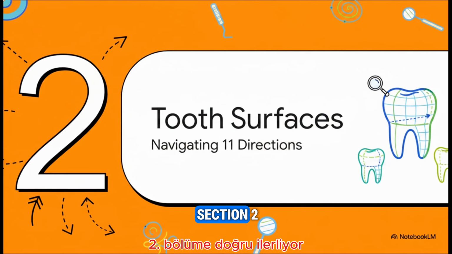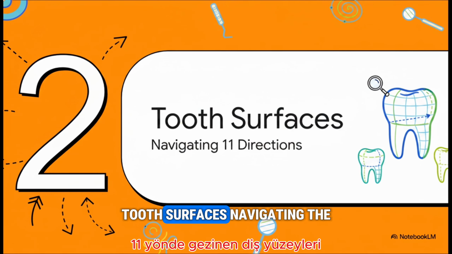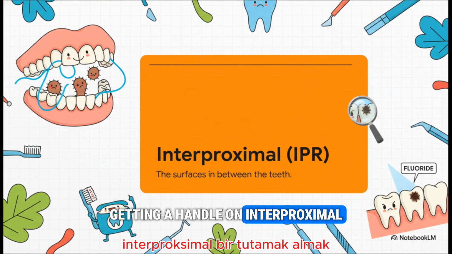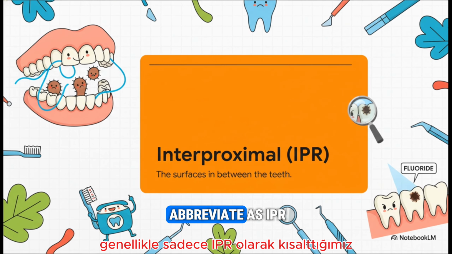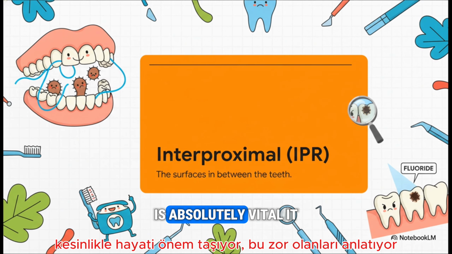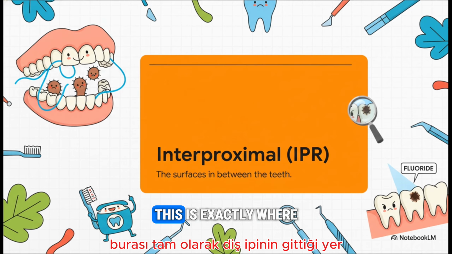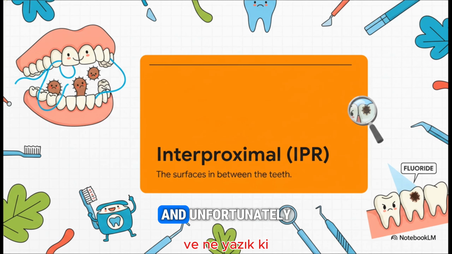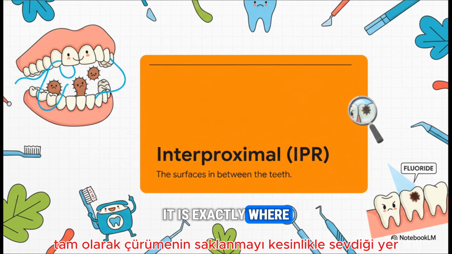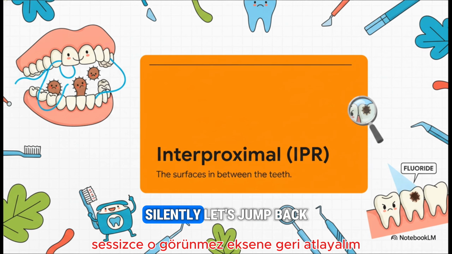Moving right along to Section 2, Tooth Surfaces. Navigating the 11 directions. Getting a handle on interproximal, which we often just abbreviate as IPR, is absolutely vital. It describes those tricky, hidden spaces directly in between the adjacent teeth. This is exactly where the dental floss goes, and unfortunately, it is exactly where decay absolutely loves to hide silently.